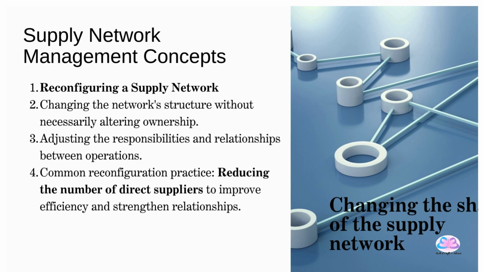This allows companies to adapt to market conditions while maintaining flexibility. Adjusting roles and relationships, businesses may redefine responsibilities within their supply network to improve coordination and efficiency. This could mean redistributing tasks among suppliers, manufacturers, and distributors to optimize performance. A common reconfiguration practice is supplier consolidation. One of the most widely used strategies is reducing the number of direct suppliers.